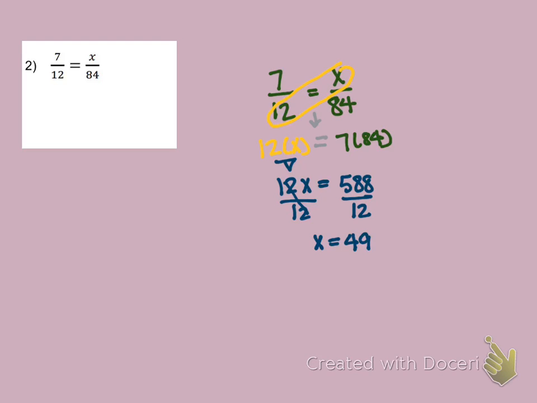Okay, you should have gotten x equals 49. 7 times 84 is 588, and then we divide each side by 12, solving our one-step equation.